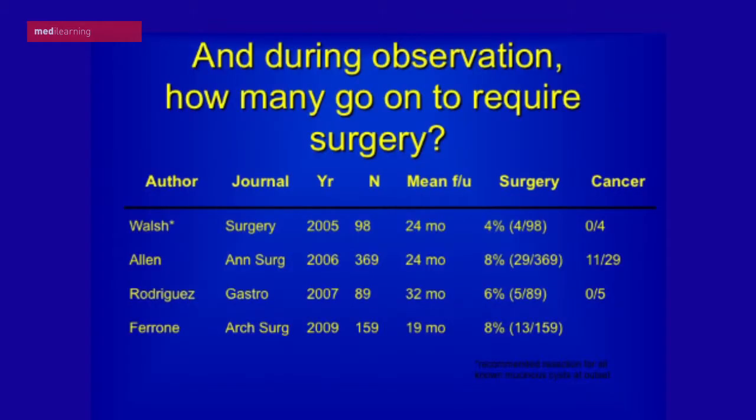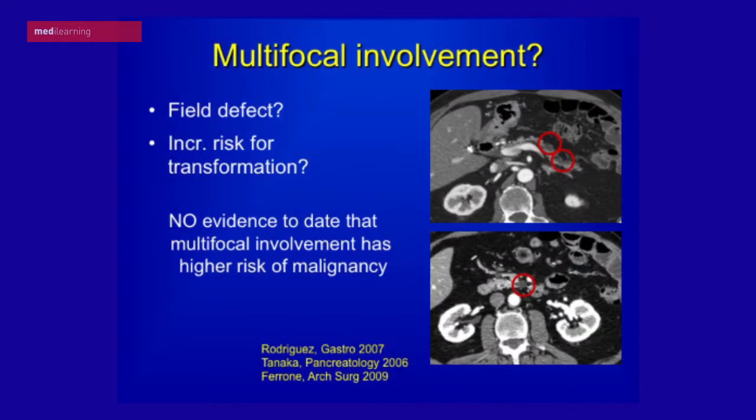What happens to those people that you do observe? You do a scan within the first 6 months. You bring them back annually for a scan. What actually happens in terms of the follow-up? How many of those people went on to have surgery and at the time of surgery were found to have malignancy? And the answer is very few. Does multifocal involvement mean that they're more likely to get invasive malignancy? And again, there's no evidence to suggest that that is the case.